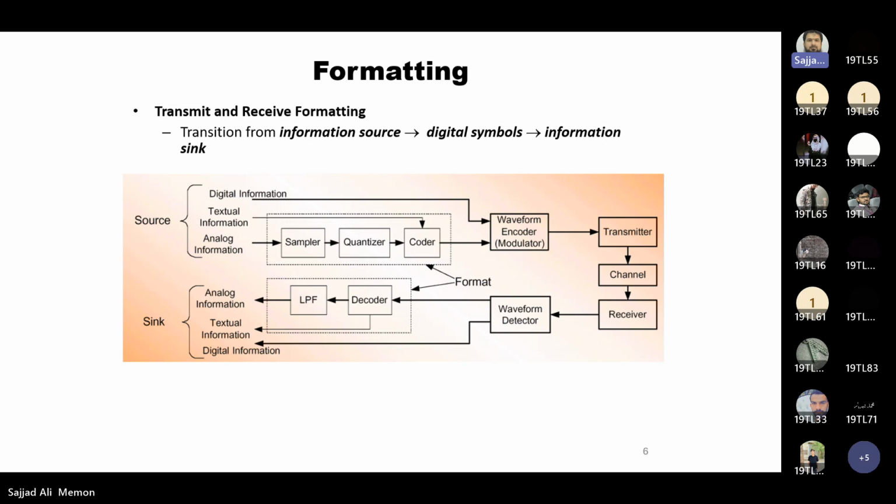Then transmit and receive formatting, transition from information source to digital symbols and to the information receiver. So the sink is here, your receiver. It's not the person to whom you want to fetch your data. The source is the person who is generating the data, and you can see here digital information.